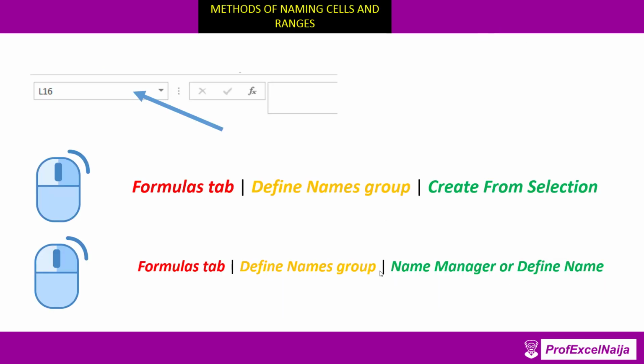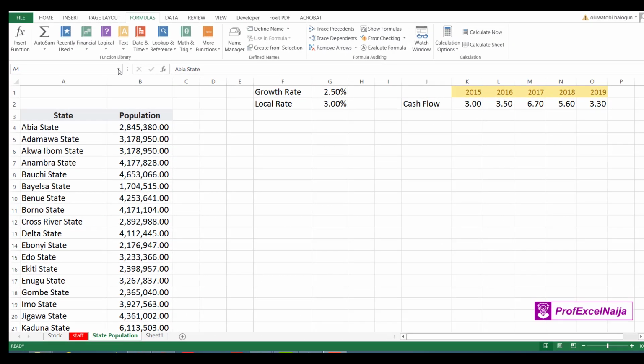There are basically three ways to create a name for a cell or range. The first one is using the name box. The second one is using create from selection. And the third one is using the name manager or the define name. We'll demonstrate this in Excel.